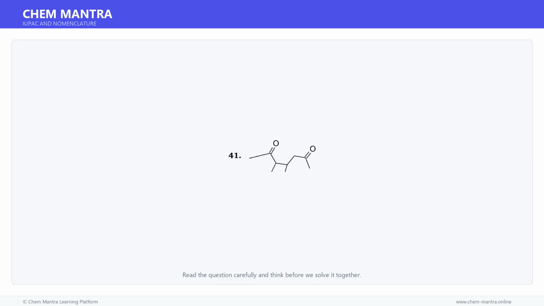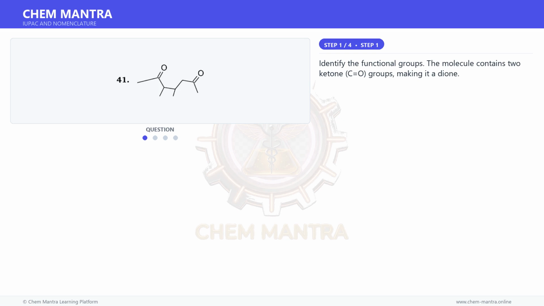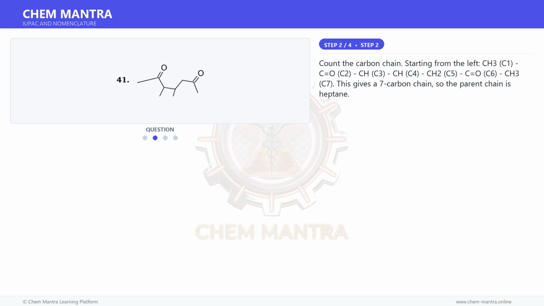Here is a question. Read it carefully and think about the answer. Let us solve it step by step. Let us begin solving this step by step. Identify the functional groups. The molecule contains two ketone, C=O, groups, making it a dione.